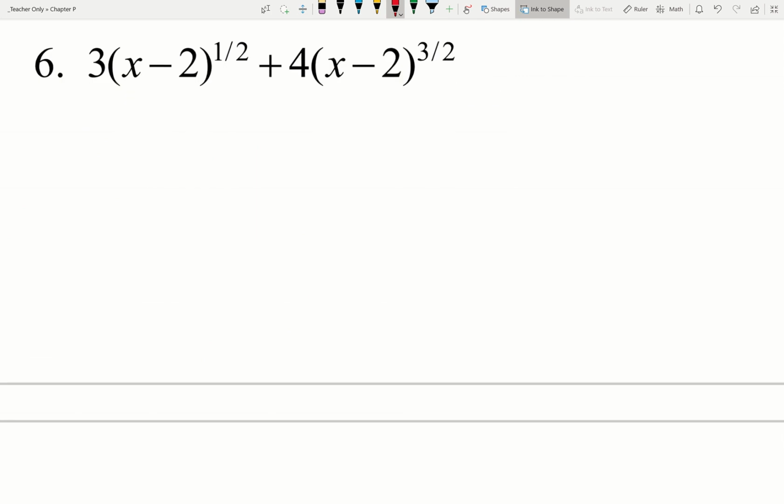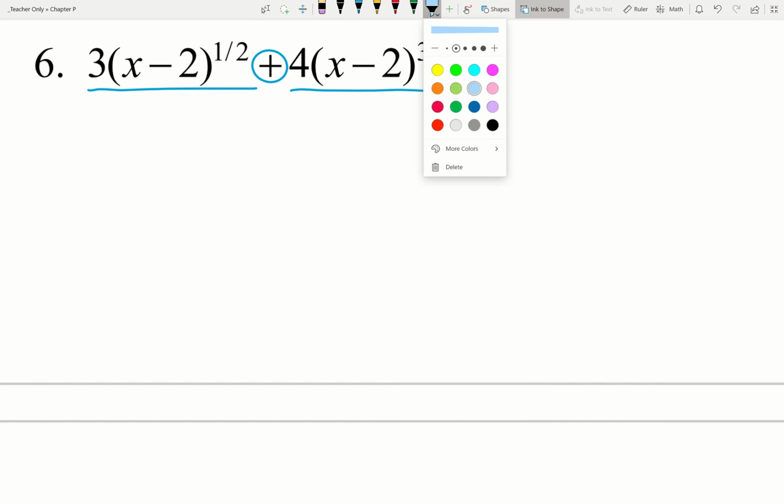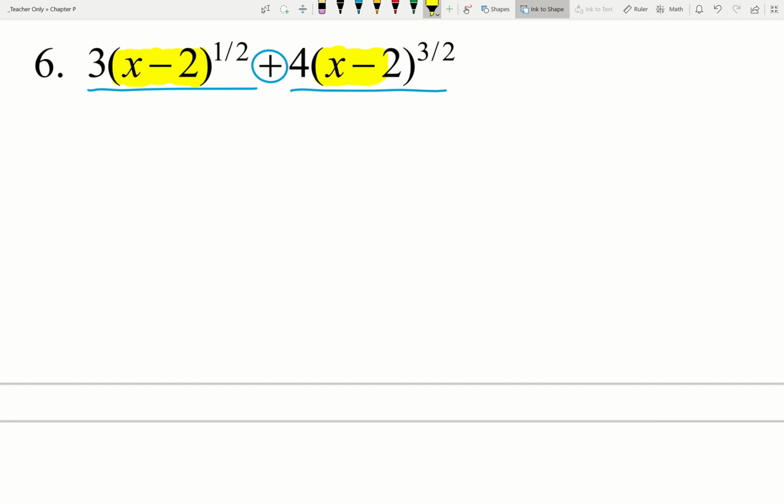Here's another example, okay? So we've got the addition or the sum of two terms, a first term plus a second term, and we just want to look and see what they've got in common. We've got coefficients here of 3 and 4. Those don't have any common factors, but we do have this common binomial factor. We have an x minus 2 base in both of these terms, but you'll just notice that in both of these terms, they're being raised to different exponents. In the first term, it's being raised to the 1/2, and the second term, it's being raised to the 3/2.